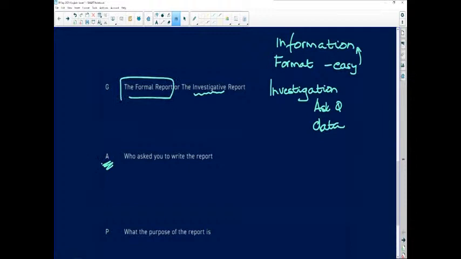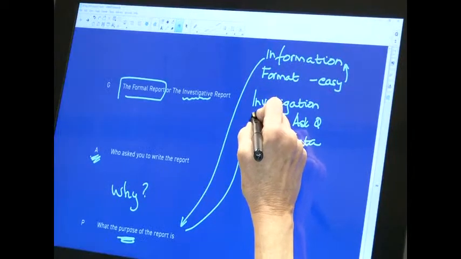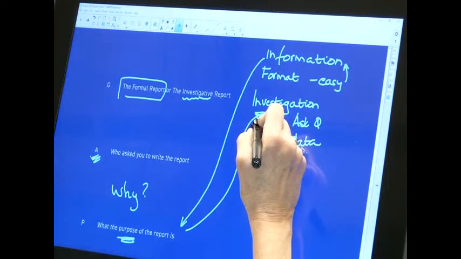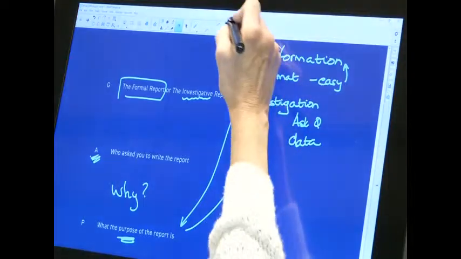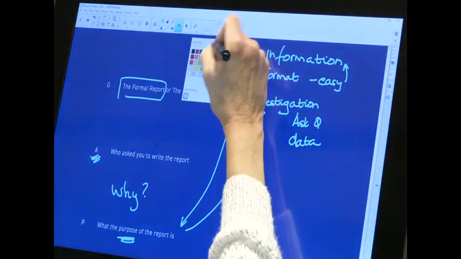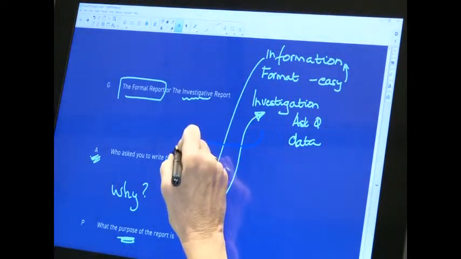The audience is who asked you to write it. And then say to yourself, why? Why has this person asked me to write this report? What is the purpose? Now, I know it's to provide information, but information about what? What is it exactly that you have had to investigate that you are then going to present to this person who wants the report?